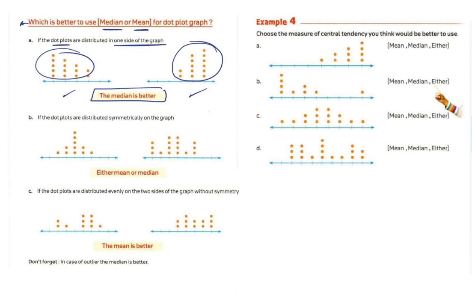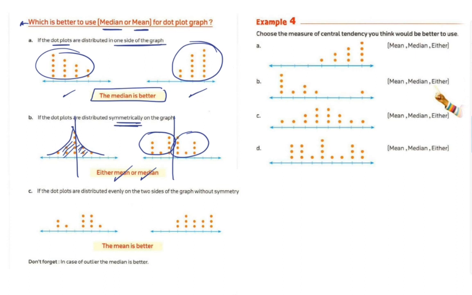But if you find it symmetrical, look here, that's symmetrical. This one is called symmetrical. This half is like this half. Look here, if you divide it in half, you will find that these dots are like these dots. So we call it a symmetrical graph. If you have a symmetrical graph, whether you use mean or median, it's okay.